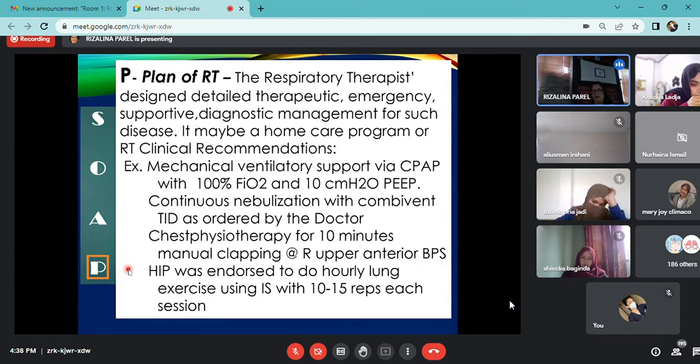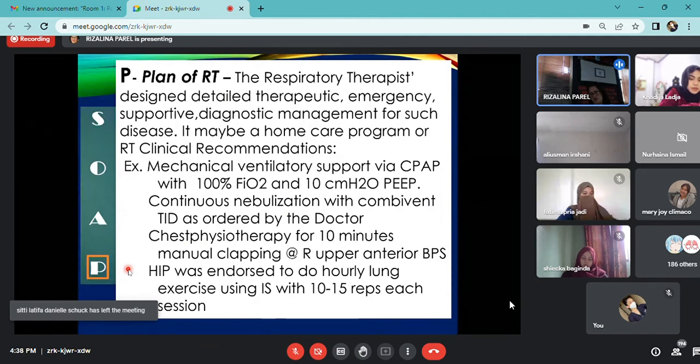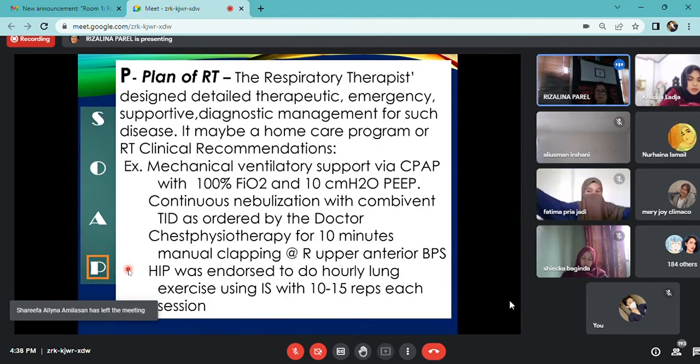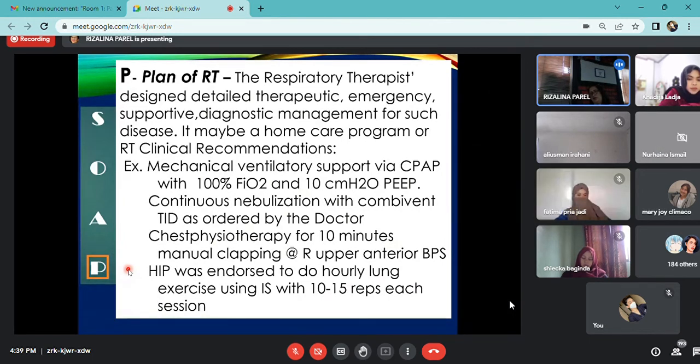So, pwede ka rin magplano kapag i-discharge na yung patient mo, magbigay ka ng home care program or home care instruction. So, instead na nurse ang magbibigay, dahil more of RT yung tumingin sa kanya at more of RT management yung during the confinement, then the RT must give the plan, home care instruction or home care plan. O pwede kang mag-clinical recommendation ng RT. Okay.